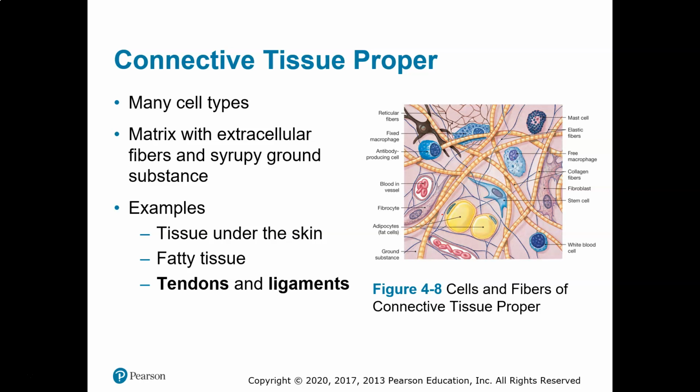The matrix contains all 3 of the extracellular fibers: reticular fibers, collagen fibers, and elastic fibers are the 3 types of protein fibers that you can find in connective tissue. And the ground substance is a syrupy consistency. Examples of connective tissue proper are the tissue under the skin, fatty tissue, and then tendons and ligaments, which are a denser connective tissue proper.